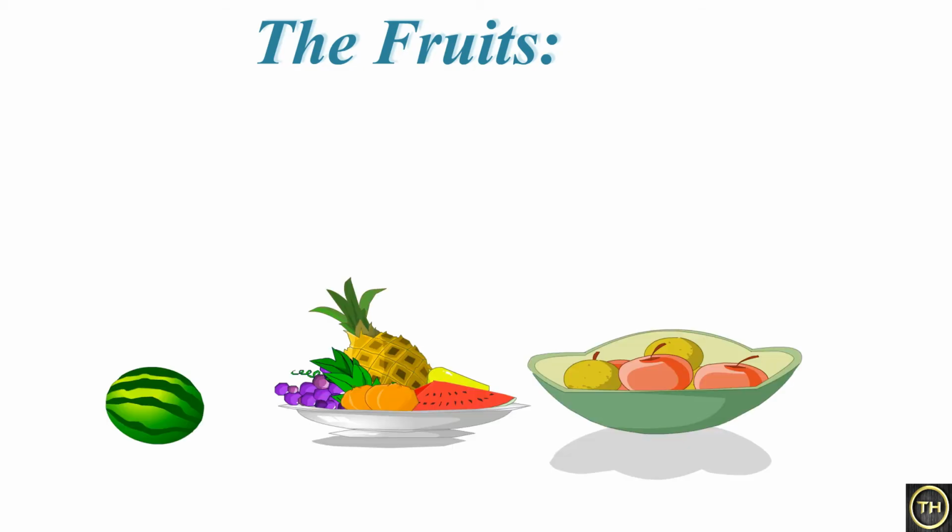Next one, the fruit. Fruits have different shapes and contain one or more seeds. Fruits are of many colors. The pods of beans and peas are actually fruits. Now we will learn about classification of plants.